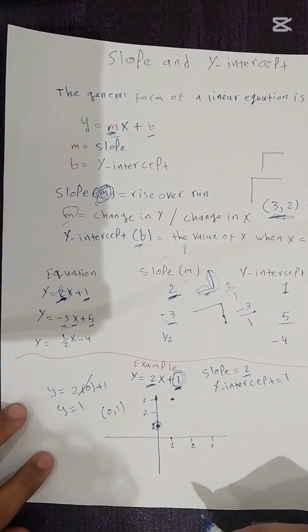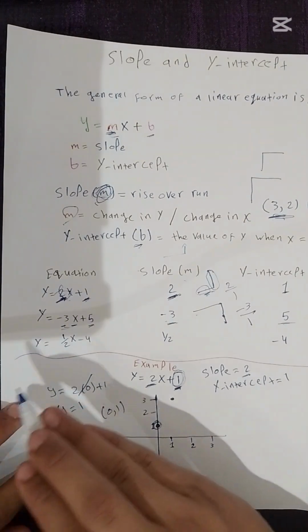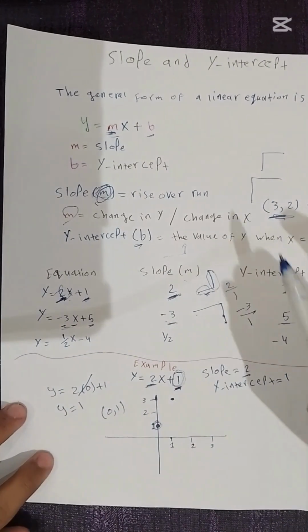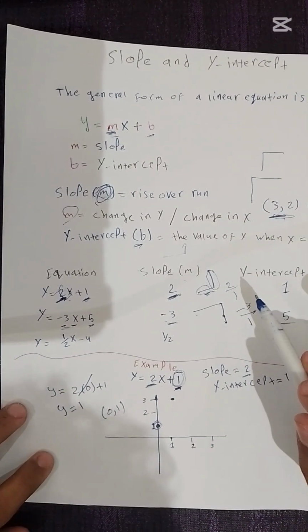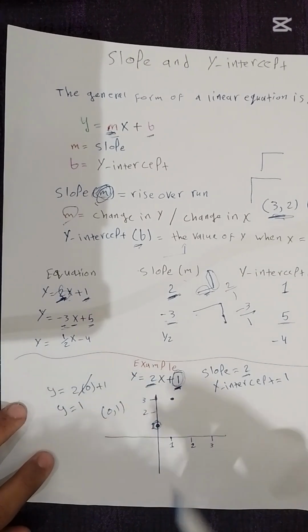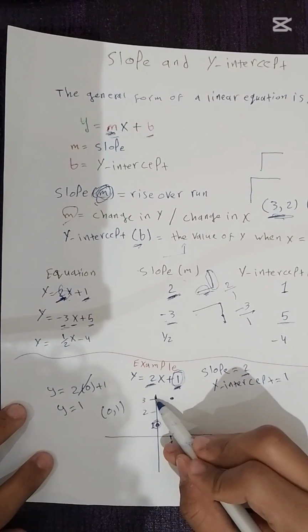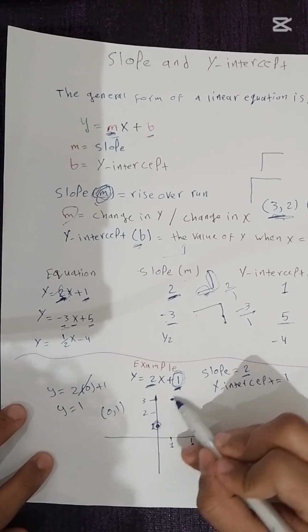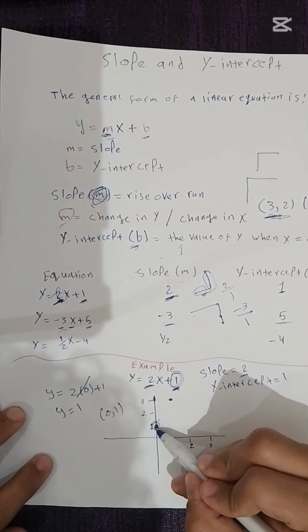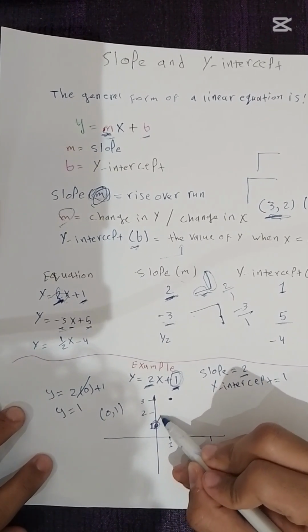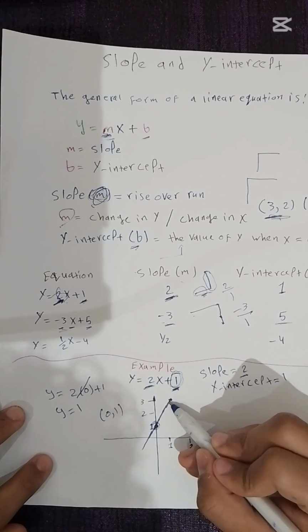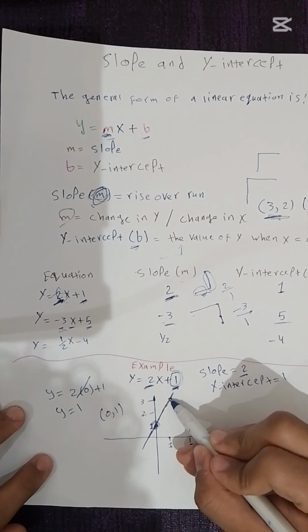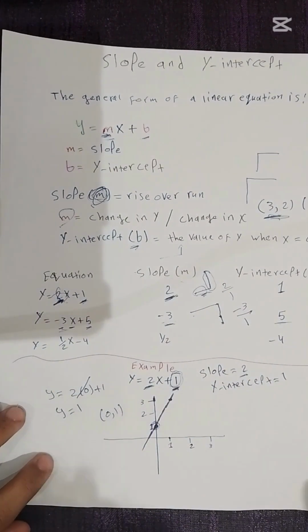Just follow the slope. The slope says wherever you go 1 to the right, go up 2 points. So go 2 points up and 1 point right. Then we can draw a line that represents this graph. So draw the line that represents this equation and we are done.